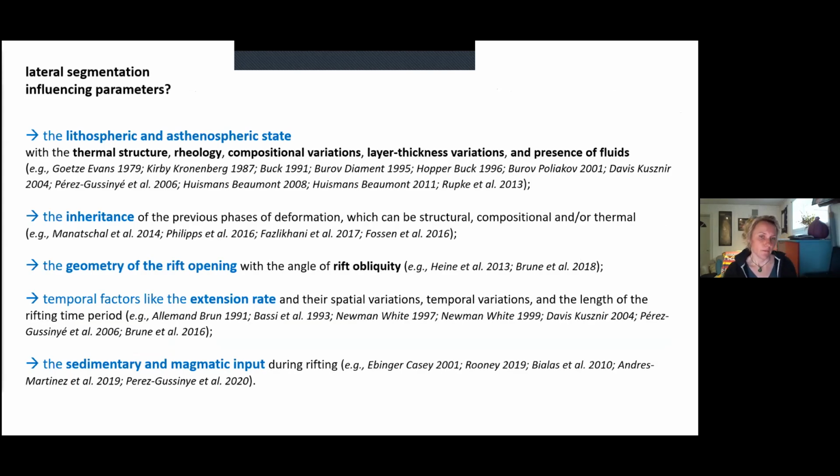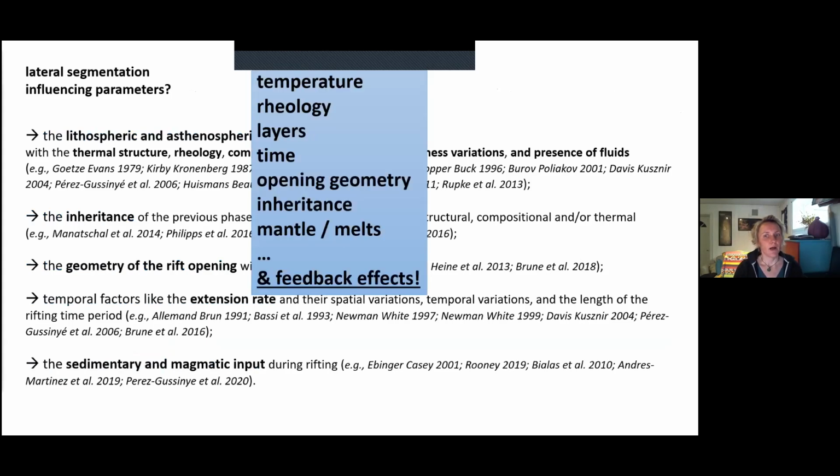There are a lot of people who already work on the various parameters that can influence the rifted margin architecture and evolution. Various methods, various sites of study, various people, a lot of studies that are very helpful. I won't go into detail. What I can say is that we can summarize them with these main keywords. We know that temperature is influencing the rifting evolution, the rheology, the layers you put in your system, also the geometrical organization of your layers.